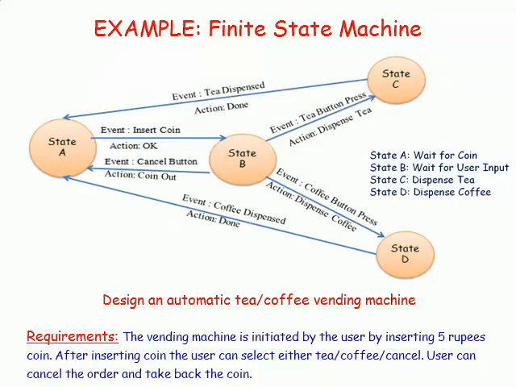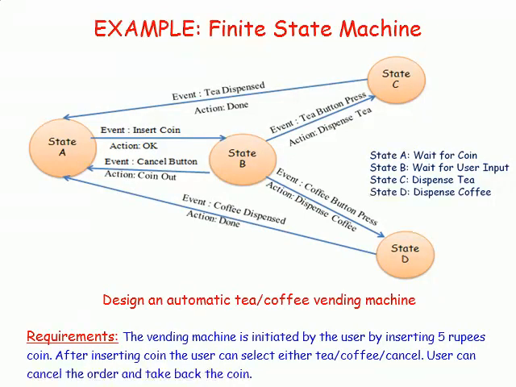It consists of 4 states. State A, wait for coin. State B, wait for user input. State C, dispense tea. State D, dispense coffee. Here the event insert coin, that is 5 rupee coin insertion, transitions the state to wait for user input, and the system remains in the same state until the user input is received from the buttons like cancel, tea or coffee. Tea and coffee are the drink select buttons here.